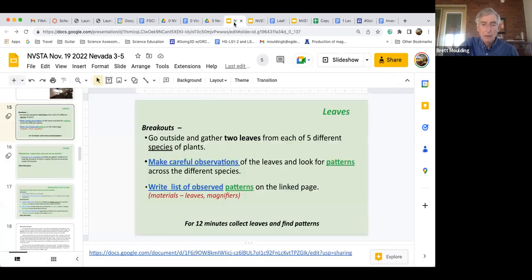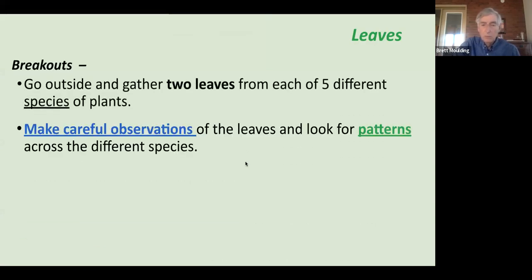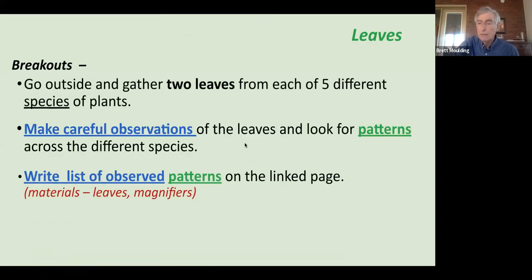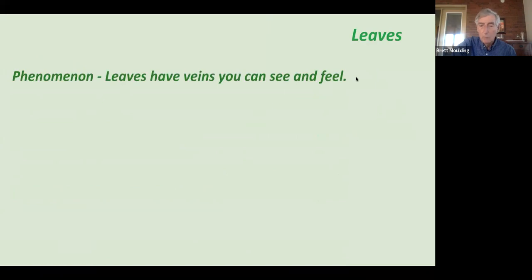I'm going to jump back to our PowerPoint and talk a little bit about this investigation and where it would go from there. We're not going to get a chance to do the whole investigation, but this would be how we would initiate any of the GRC investigation, where we have some sort of hands-on exploration of the phenomena that we're looking at. And then we would select the phenomena. In this case, we would investigate the veins. The phenomenon: leaves have veins you can see and feel. And so that would be the direction we go.